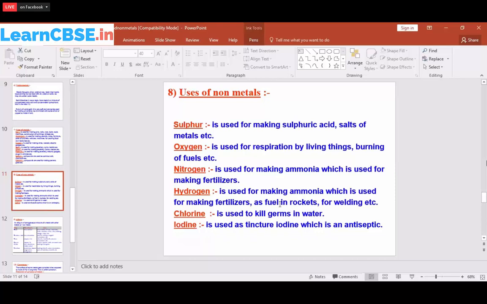Hydrogen. It is used for making ammonia, which is used for making fertilizers, and as fuel in the rockets. Why are we using hydrogen in the rocket? Because it is a very lightweight fuel, and also it is very less dense, so the rocket can move in the upward direction. That is also one of the uses of hydrogen gas. Chlorine, it is used to kill germs in the water. Iodine, it is used as tincture of iodine, which is an antiseptic.